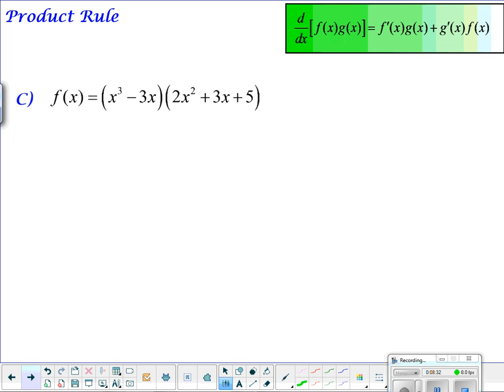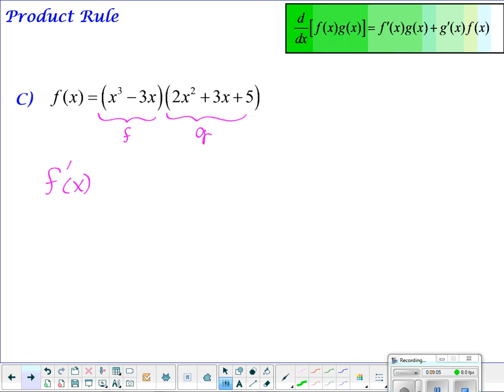Letter C, I have a binomial times a trinomial, 2 terms times 3 terms. I could elect to distribute through, and pick up those 6 terms and then do the power rule. That would be fine. But since this lesson's about the product rule, let's go ahead and use the product rule. This first term will be my f, the second term will be my g, and now remember the pattern for the product rule. F prime of x.